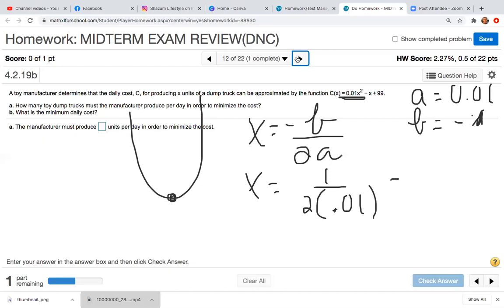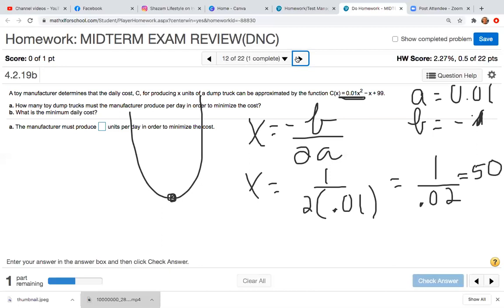Now, basically, you're going to grab a calculator and plug this into your calculator, 1 divided by 0.02, and let the calculator do that work for you, so you can figure out how many dump trucks this manufacturer needs to manufacture in a day in order to minimize the cost. And this one turns out to be 50, okay? All right, so that's part A, guys.